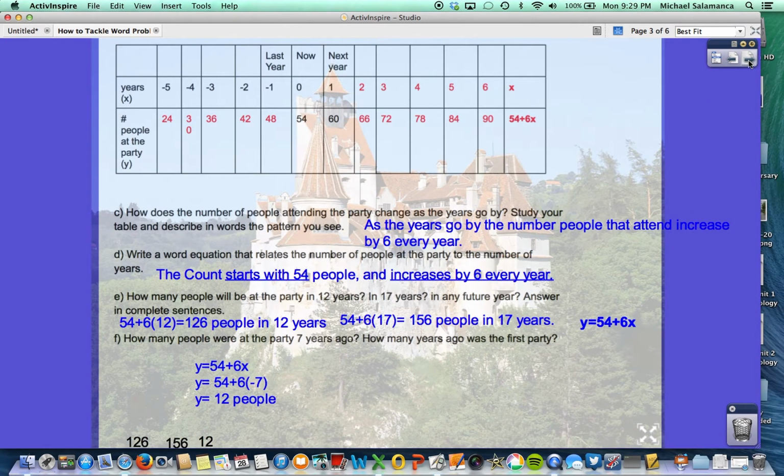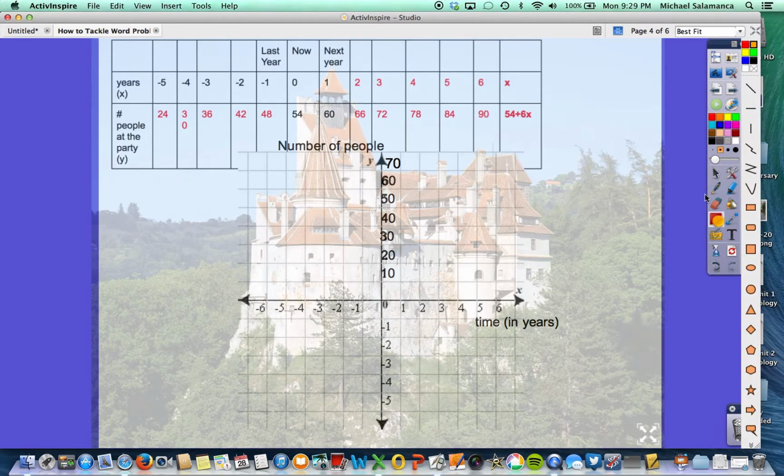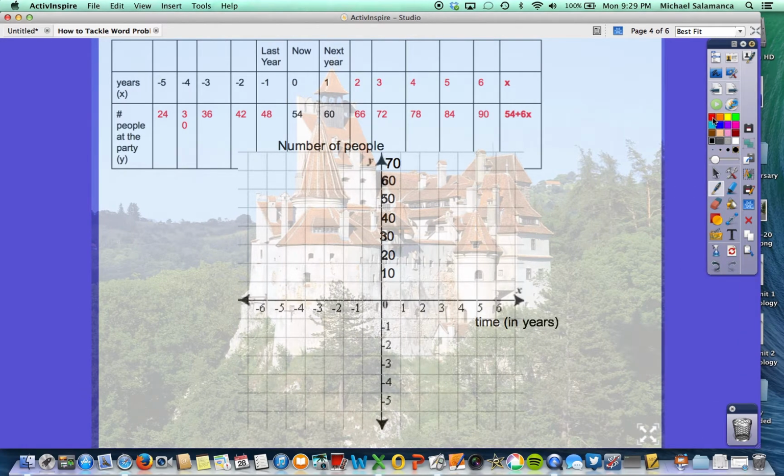So let's look at the next part, the graphing. So here we have our, again, completed table, and we want to start graphing our points. So let's do that now. Because we know that at 0 years we have 54 people, we're able to graph that. So at 0 years, we're going to go up just about to 54. And at 1 year, we have 60. And at 2 years, notice we're just moving 1 over to the right, we have 66. At 3 years, we have 72.